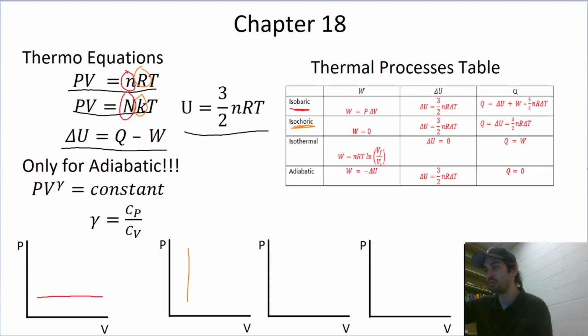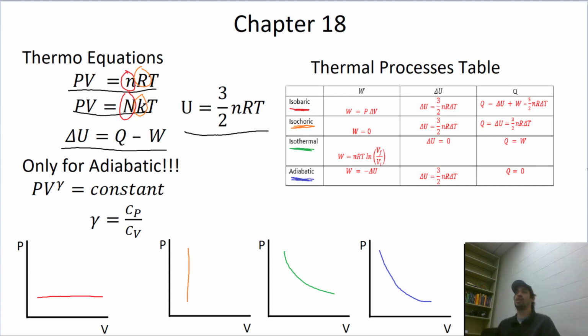Now, we have 2 more processes, the isothermal and the adiabatic process. The isothermal process is a process where the temperature is constant, and that's going to look like this. So that's our isothermal. And the last one is the adiabatic. The adiabatic looks a lot like the isothermal process, only it decays much faster. All right, so those are our 4 processes.